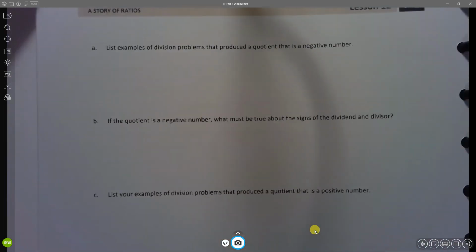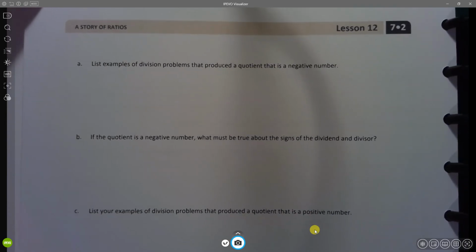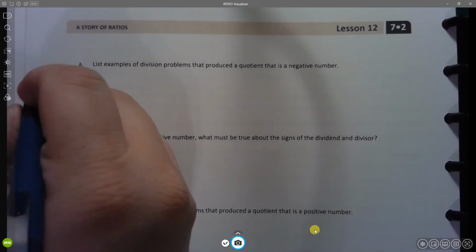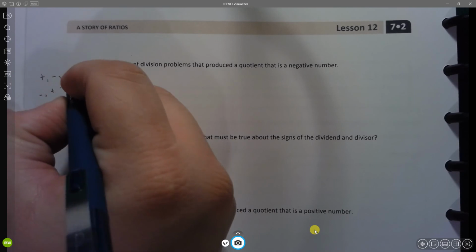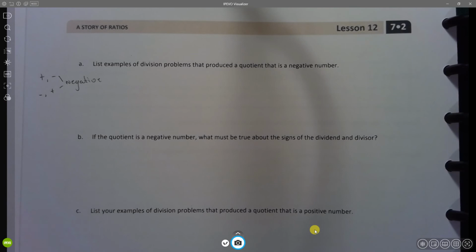All right, now we are going to go ahead and continue into lesson 12. So we're going to list some examples of division problems that produce a quotient that is a negative number. Now, I want you to remember that when we were talking about multiplying integers, whenever you had a positive number times a negative number or a negative times a positive number, our answers were always going to be negative. Okay? Well, that rule actually applies itself to division problems as well. So the same rules for multiplication actually apply to division.